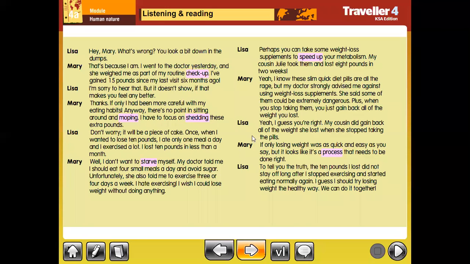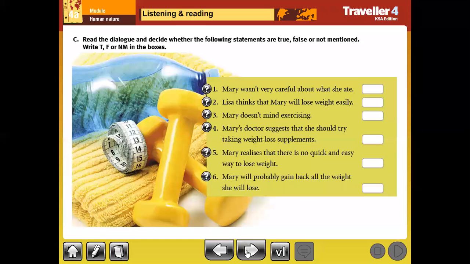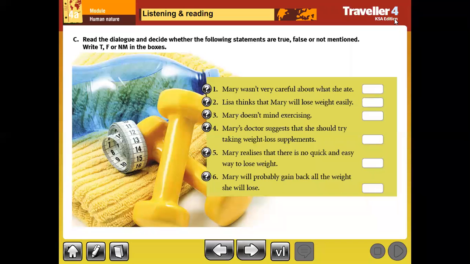Let's move to the next section. Read the dialogue and decide whether the following statements are true, false, or not mentioned. Write T, F, or N M in the boxes. Mary wasn't very careful about what she ate. True, false, or not mentioned? Mary was not careful about what she ate. It's true. The next one.